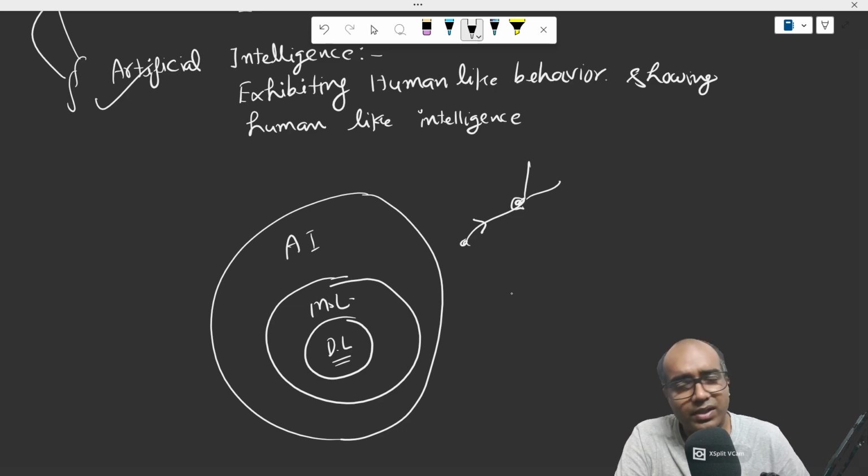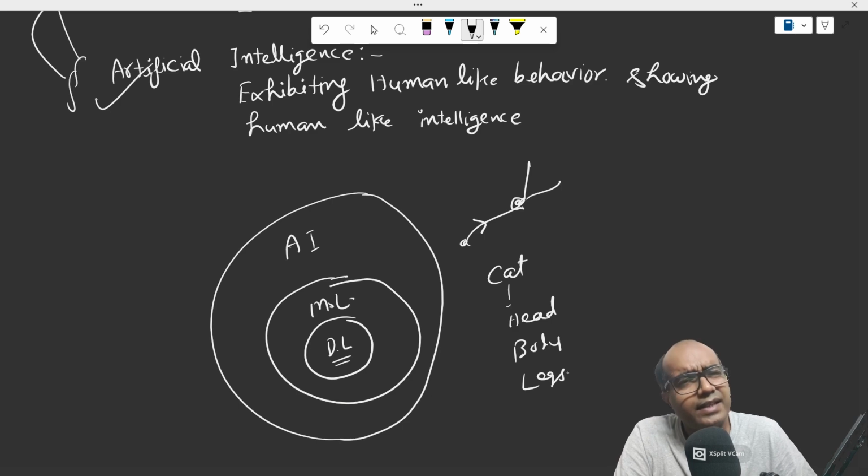Suppose you have to find out if a particular animal is a cat or not. In that case, you know that a cat has a head, a body structure, and legs. The legs have a certain length compared to the entire body length, right? So all these things are there.